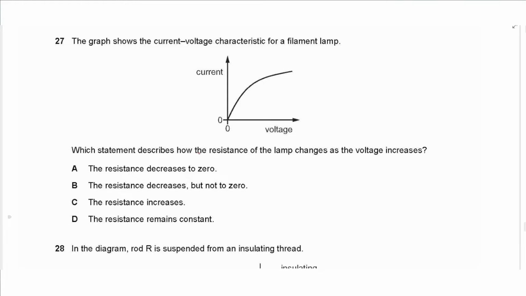Which statement describes how the resistance of the lamp changes as the voltage increases? As the voltage increases, it needs more voltage than current. That means that the resistance increases. So it does not decrease to 0. The resistance increases. That is correct. So the answer is C.